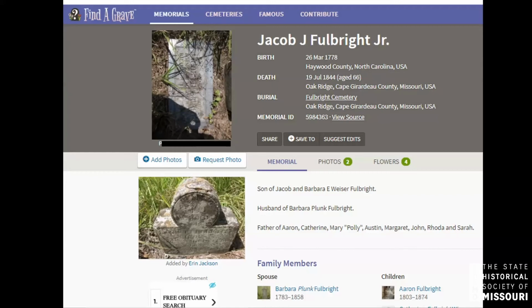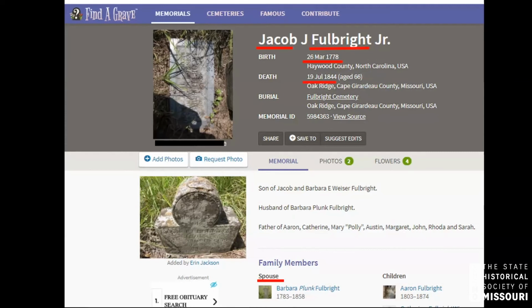The birthplace, the parentage, the mother's name is wrong. We don't know for sure that those are the children. There's just all sorts of erroneous information here. I don't know what his middle initial was either. It may not have been J. The only information on the tombstone was Jacob Fulbright, birth date, death date, period.